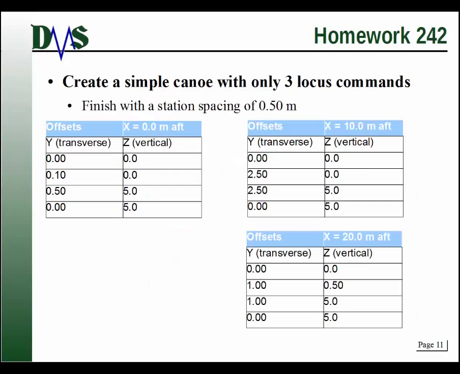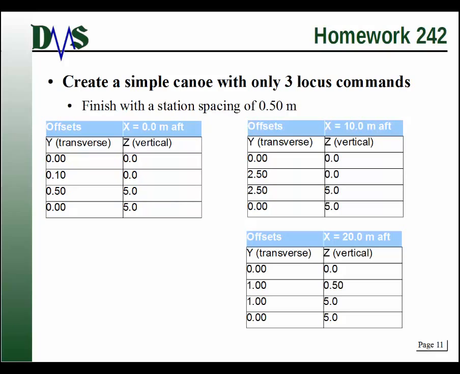Okay, so let's do an example of this so that you can get some practice with it. This is homework number 242, and I would like you to use GHS with PartMaker to create a very, very simple hull form. This is a canoe, and it has only 3 locus commands with it. So I've intentionally made this simple so that you don't have to spend a huge amount of time typing commands, because if you can get the command done correctly once, you can do it 100 times. And what I want you to do is create the canoe using only 3 locus commands, but you're going to finish with a station spacing of 0.5 meters.